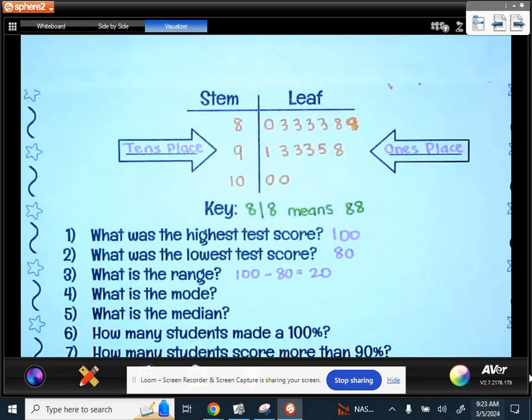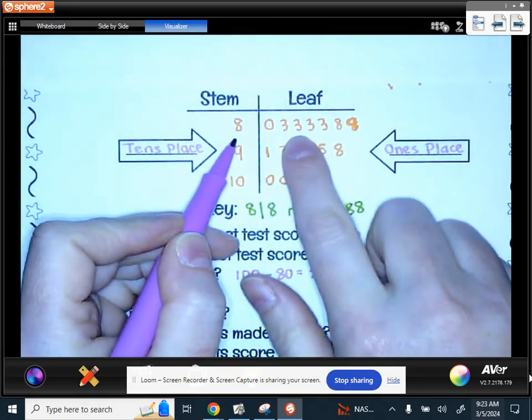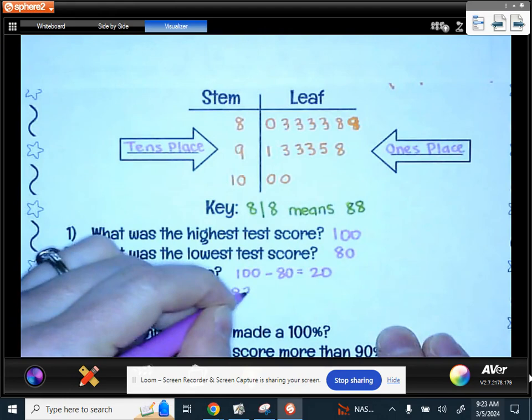Mode, remember, mode is your most repeated value. So we had 3 93s, but we had 4 83s. So our mode would be 83.